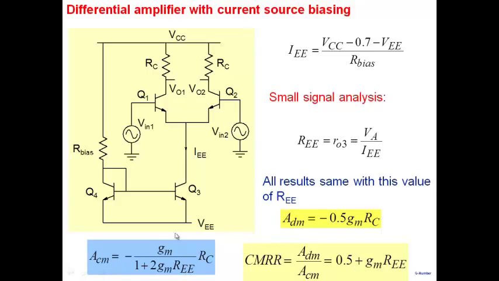If you're not happy with the CMRR that you get, and you want even higher CMRR, what you can do is take Q3 and connect in series with Q3 another transistor Q4.